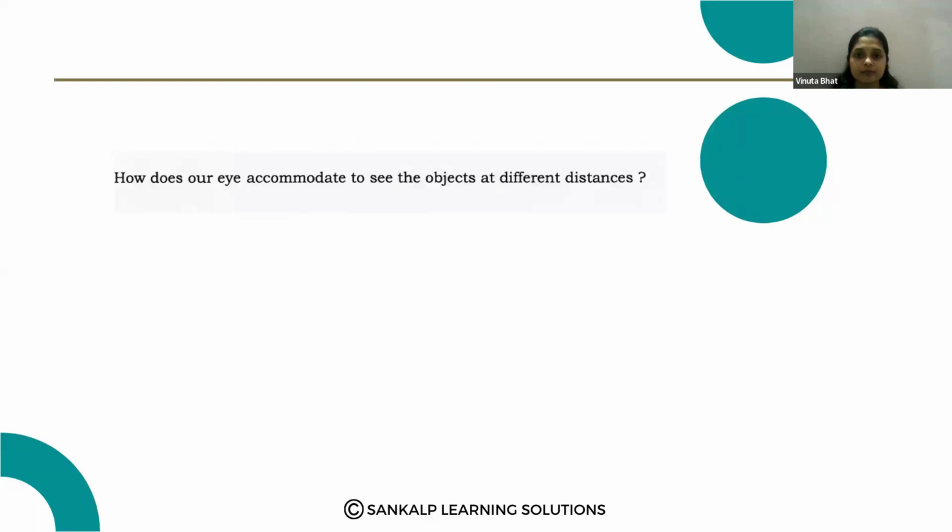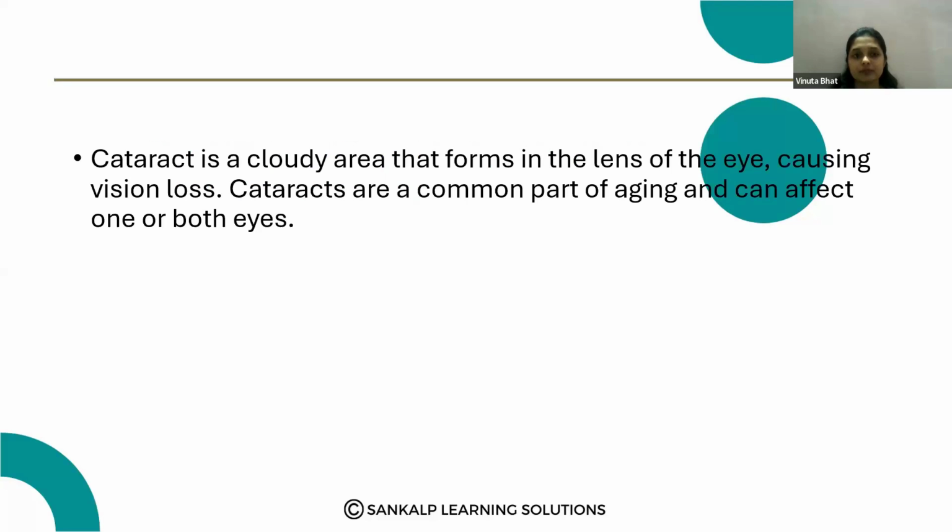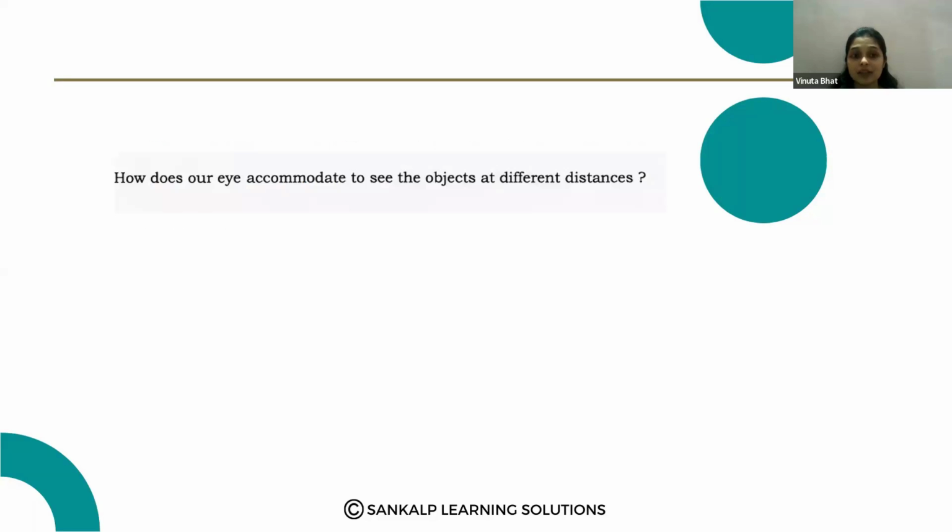Here, what are the near point and the far point? Near point, that is 25 centimeter, and far point, that is near infinity. Okay. How does our eye accommodate to see the objects at different distances? So we are going to see the answer in the next part. That is also a 2 mark question.